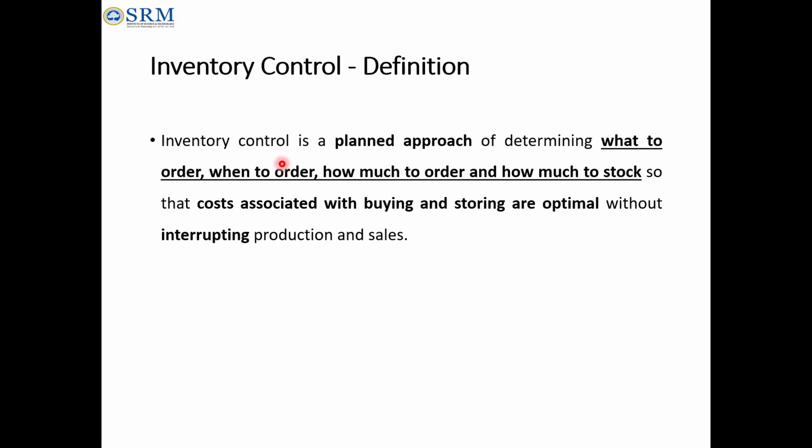So that the costs associated with buying and storing are optimal. Simply, if we have lots of funds with us, we still shouldn't buy too much, so that we can save some cost. Based on these questions, how much to order, when to order, how much to keep as stock, we will know what costs are associated with buying. Also, once we buy the component we have to store it, right? How much cost is involved in storing?